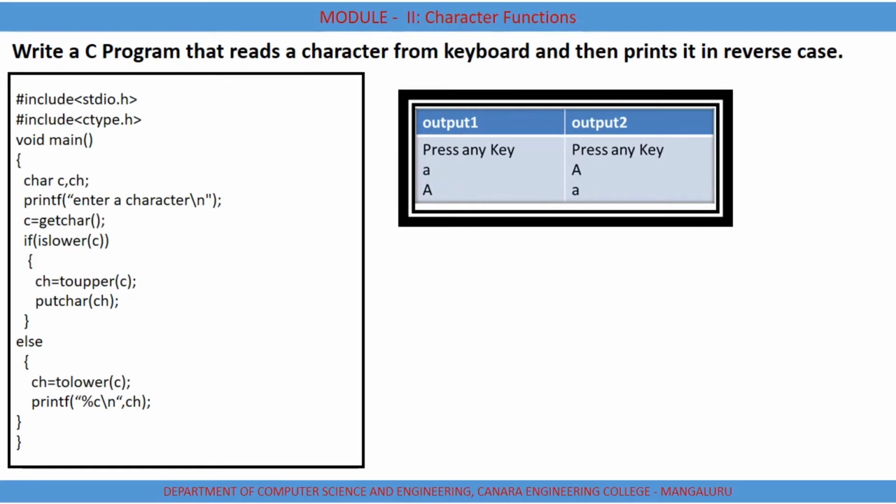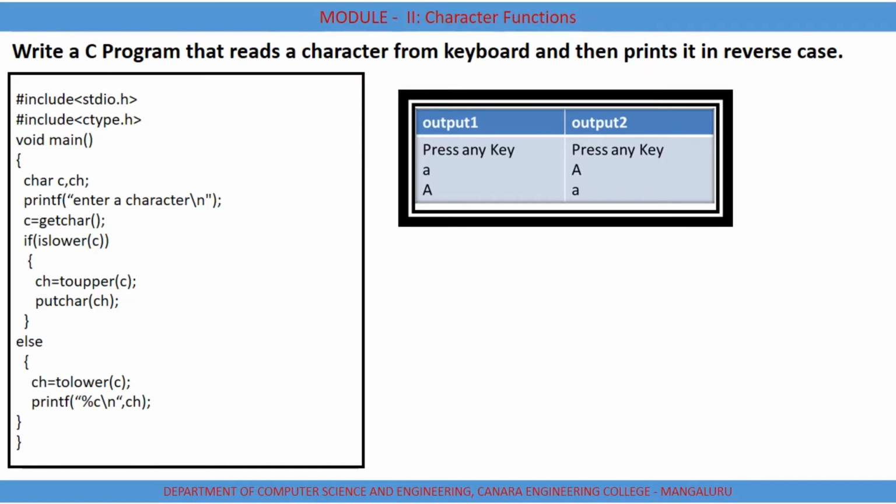So the next program here is: write a C program that reads a character from the keyboard and then prints it in reverse case. If the user inputs a character in lower case, then we have to print it in uppercase. If the user inputs a character in uppercase, then we have to print it in lowercase. So here we need to make use of some built-in character functions which convert from one type to another, from lower to upper or from upper to lower. Such functions we'll have to make use of.